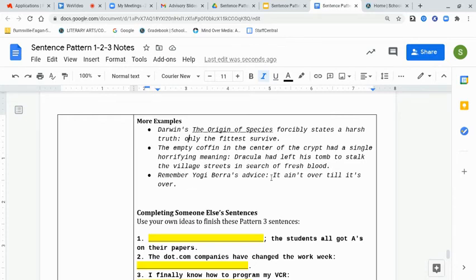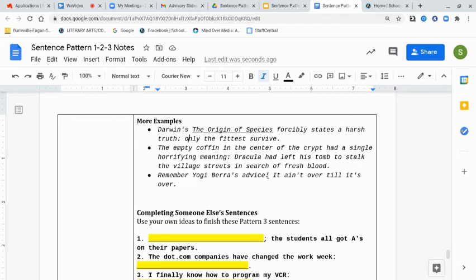Remember Yogi Berra's advice: it ain't over till it's over. So Yogi Berra, if you don't know, was a very famous baseball player, particularly for the New York Yankees, and he was famous for his quotes that were kind of confusing at times and sometimes really represented some wisdom. There's a lot of quotes you can find for Yogi Berra. And yes, if you ever heard of Yogi Bear, the cartoon character, he was named after Yogi Berra, the baseball player.